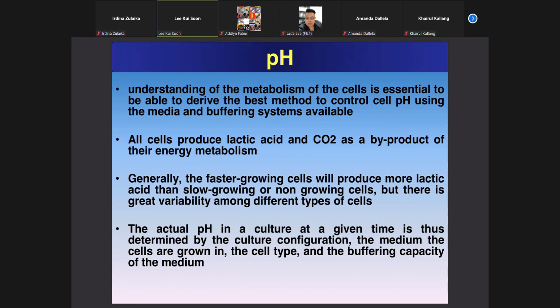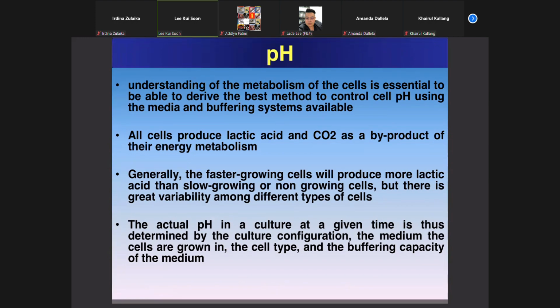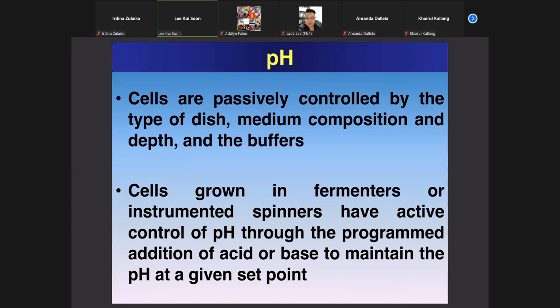Okay, so the actual pH in the culture at a given time is determined by the culture configuration, the media the cells are grown in, the cell types, and also the buffering capacity of the medium. So cells are passively controlled by the type of dish, media composition, the depth, and also the buffer system. Sometimes we have to be very careful with the depth of the media, because the cells on the top and the cells at the bottom receive different gases, for example. Okay, so this also needs to be taken into account, right?